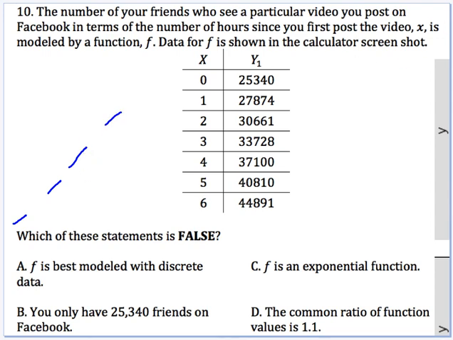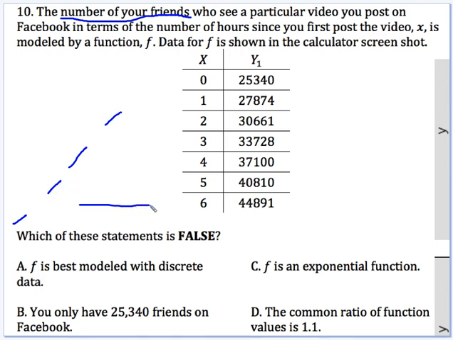Okay, so let's analyze what we have. This is the number of your friends who see a particular video. So I want to know how many of you have half a friend or a fourth of a friend. Okay, so discrete data means you have breaks, you have solid chunks.